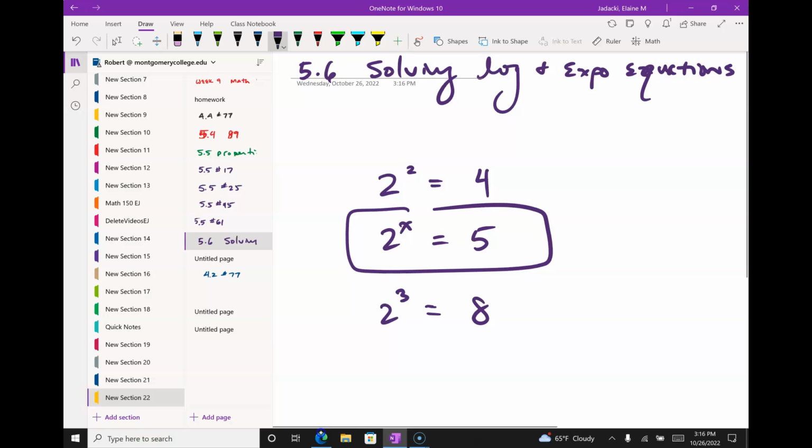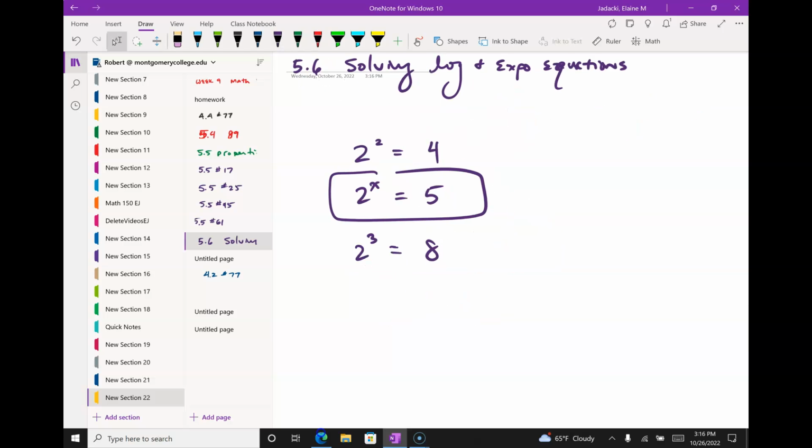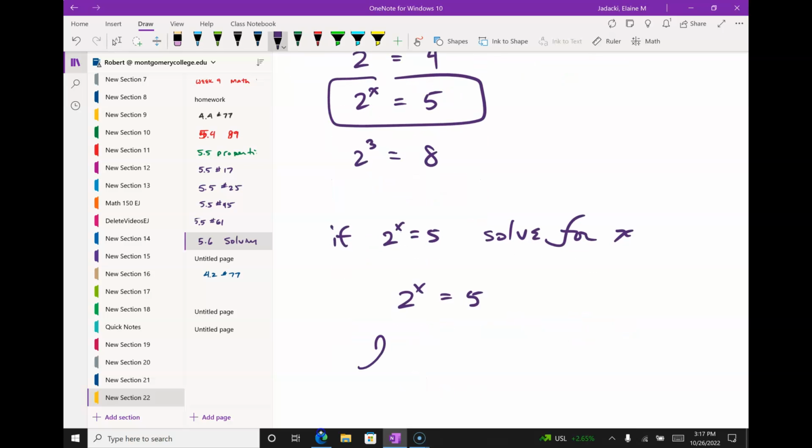So this is the essence. If you can solve this problem, you can solve any problem in this section. This is the only one I have to teach, and then we're just going to do problems. So the idea is, if 2 to the x is 5, solve for x. My preference is to take the ln of both sides.